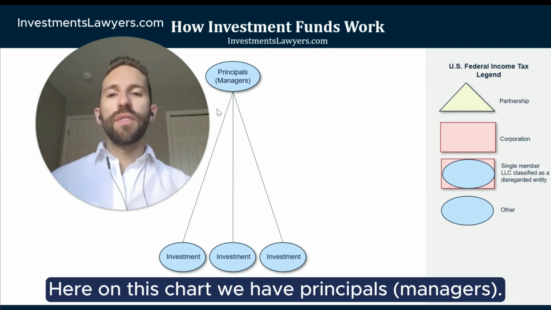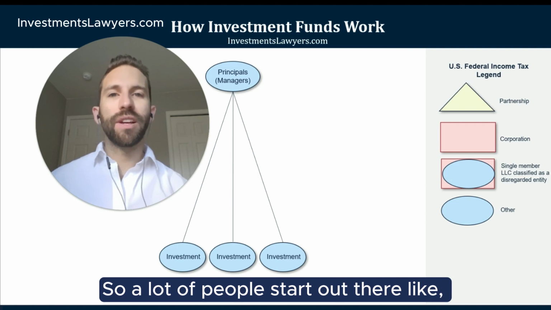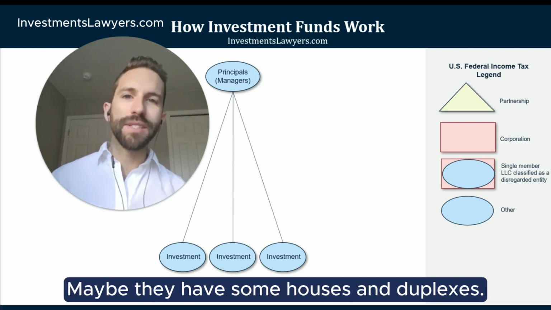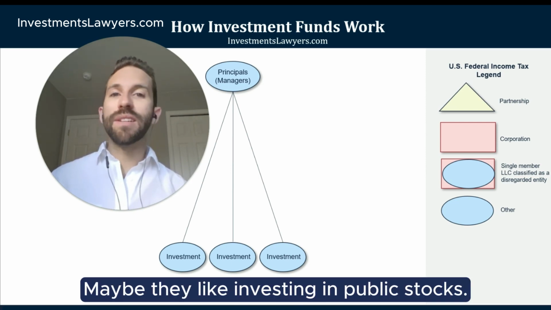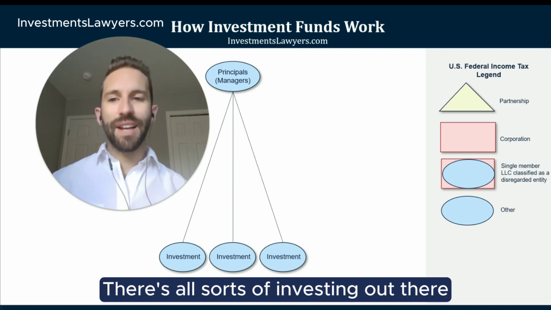So here on this chart, we have principals, managers. These are people who make investments. A lot of people start out saying, hey, I like investing in real estate. Maybe they have some houses, some duplexes. Maybe they like investing in businesses like SMBs. Maybe they like investing in public stocks. Maybe they like angel investing. There's all sorts of investing out there.